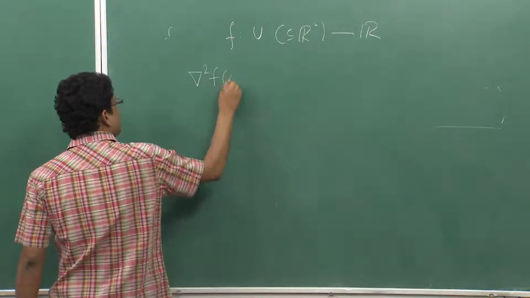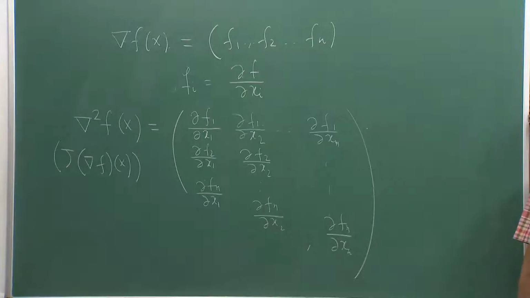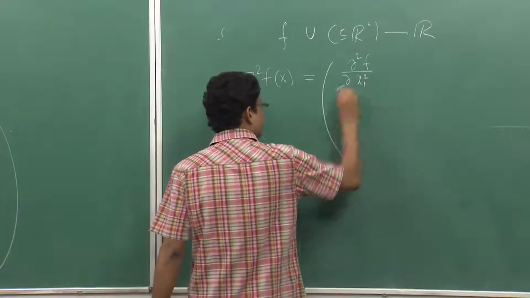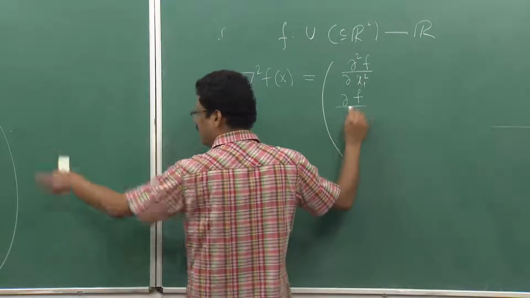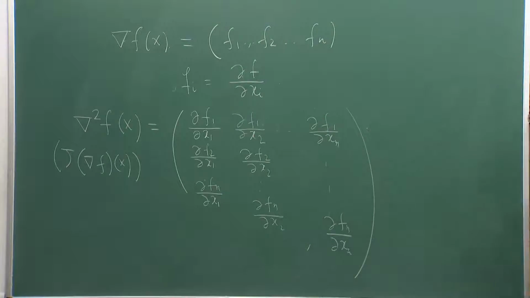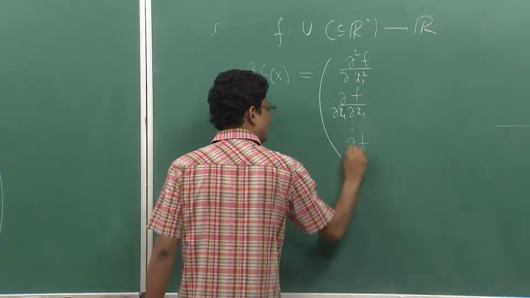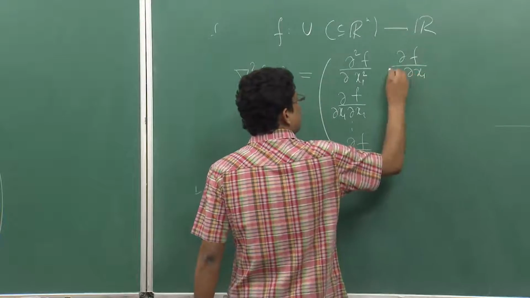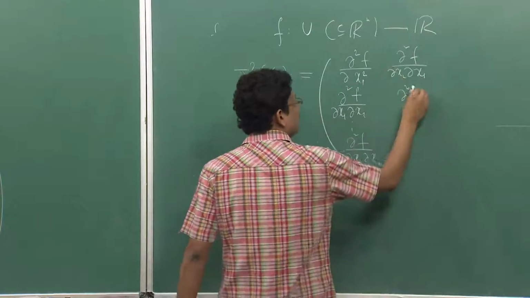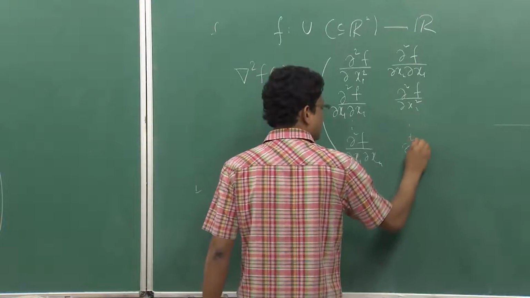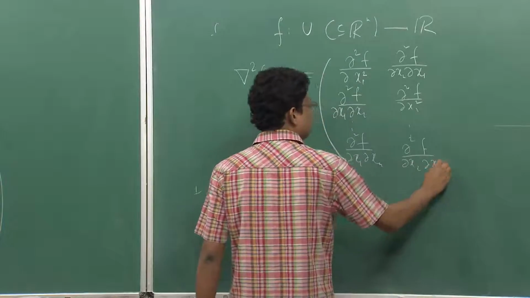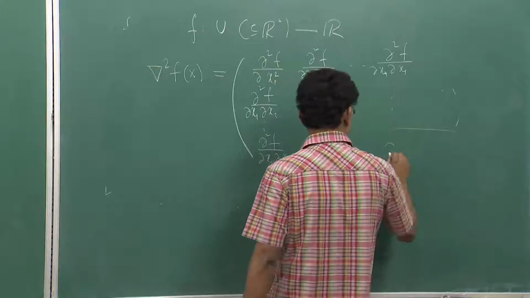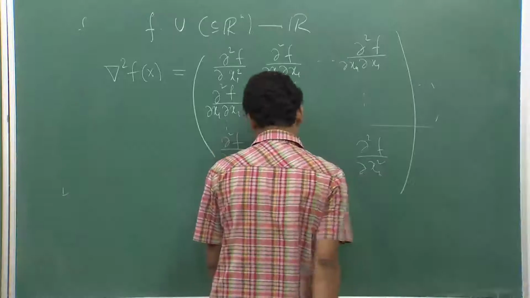So, grad square f at x is, now I write what the definitions of f_i are. f1 is del f del x1. So, del square f del x1 del x1, that is del x1 square, and so on. f2 is del f del x2. So, that is del square f del x1 del x2, and so on, del square f del x2 square, and so on, del square f del x2 del xn, del square f del x1 del xn, and so on, del square f del xn square.